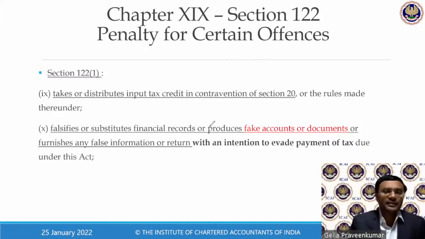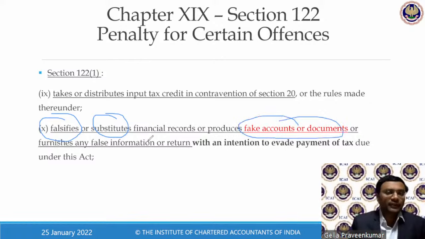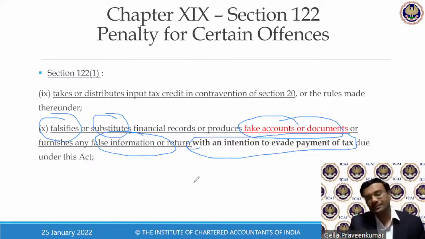Falsifies or substitutes financial records or produces fake accounts or documents or furnishes any false information or writing with an intention to evade payment of tax due under this Act. Now, falsifies financial records or substitutes financial records or produces fake accounts or documents, furnishes false information with an intention to evade payment of tax. Now, this is a very, very hard aspect to prove.